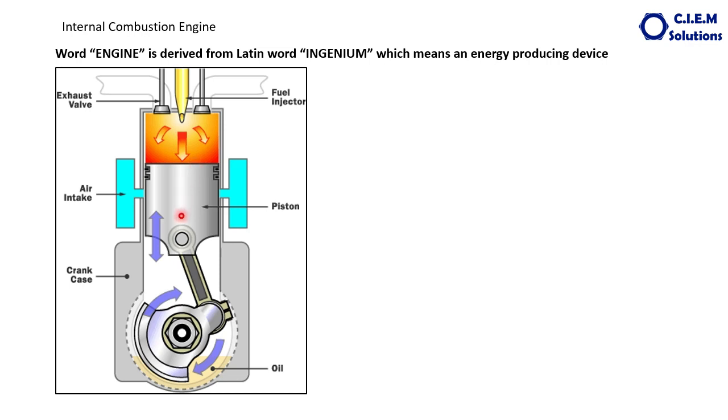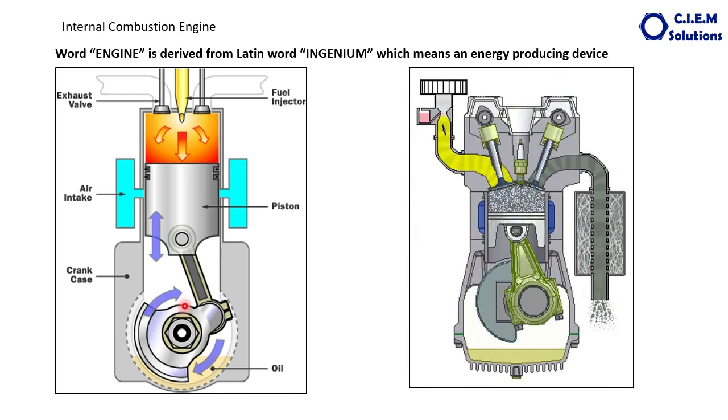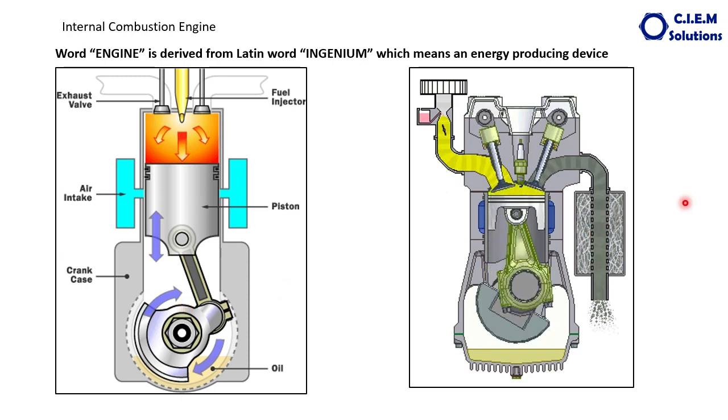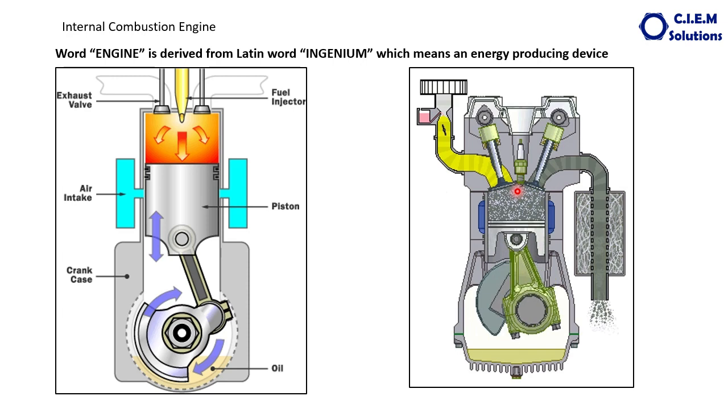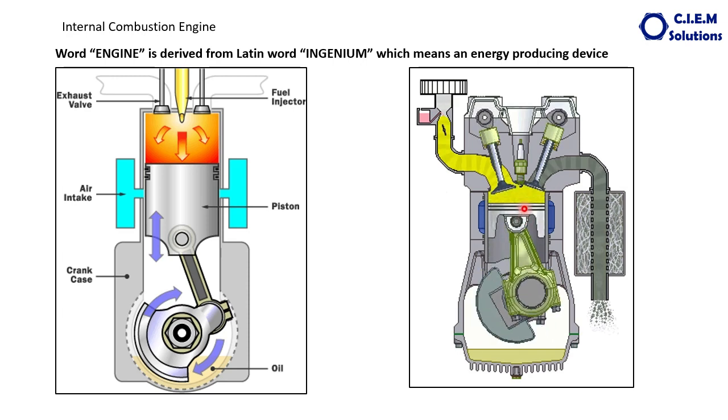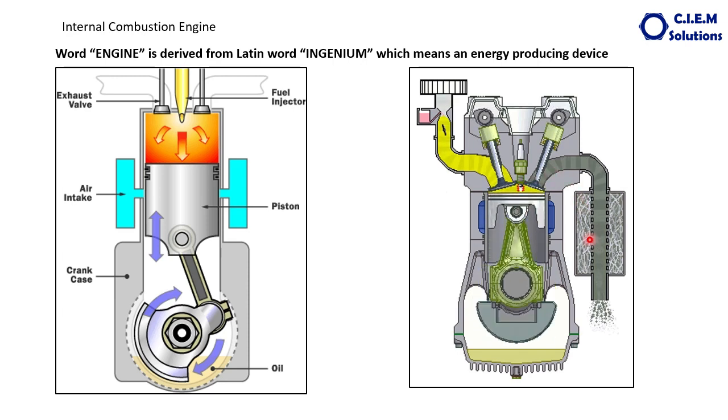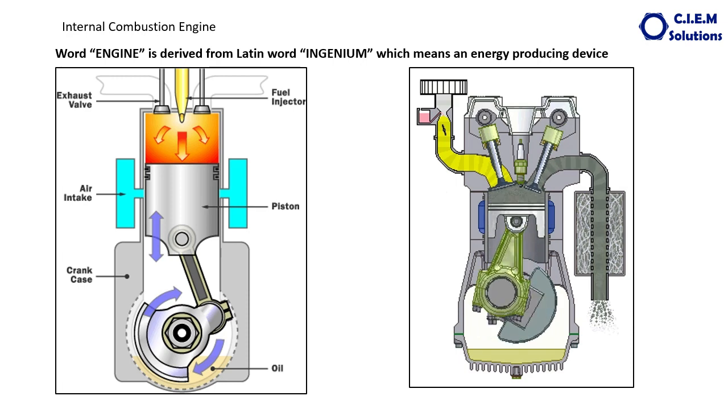When the piston is moving up and down, it is connected to a crankshaft through a connecting rod. Because of this crank mechanism, the linear motion is again converted into rotary motion. Here you can see the fresh charge coming in, being compressed, the spark being ignited, and the dark colored exhaust gases being sent out of the cylinder.